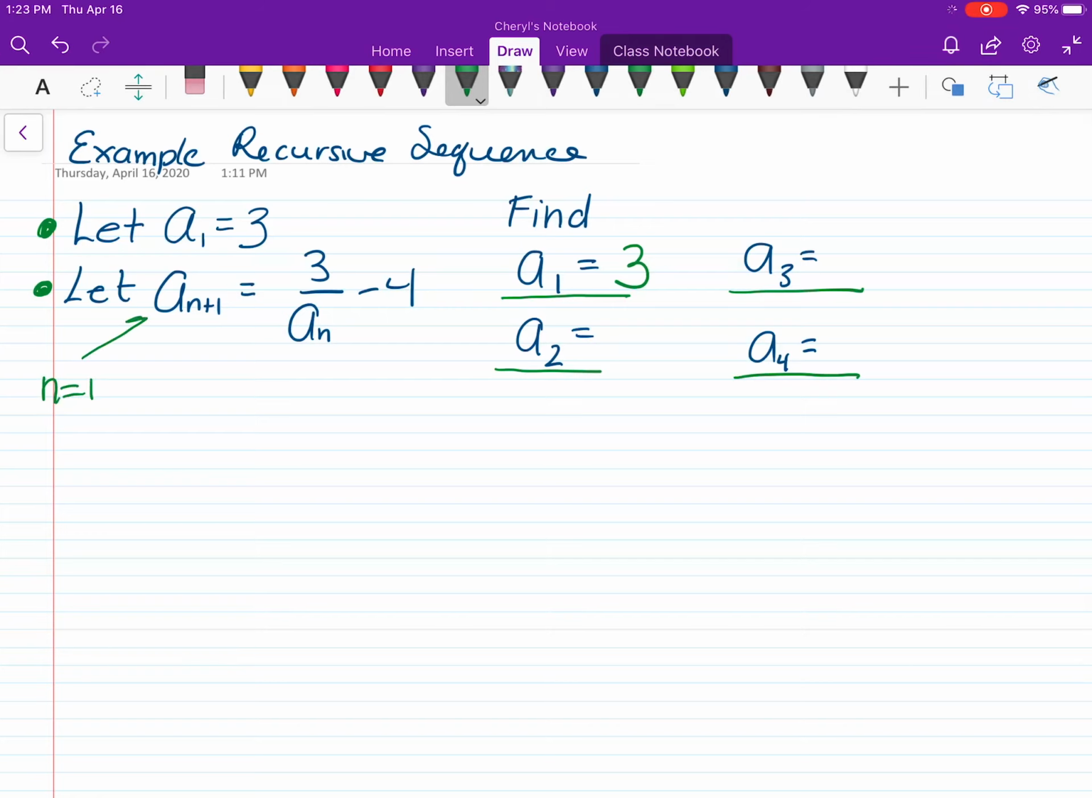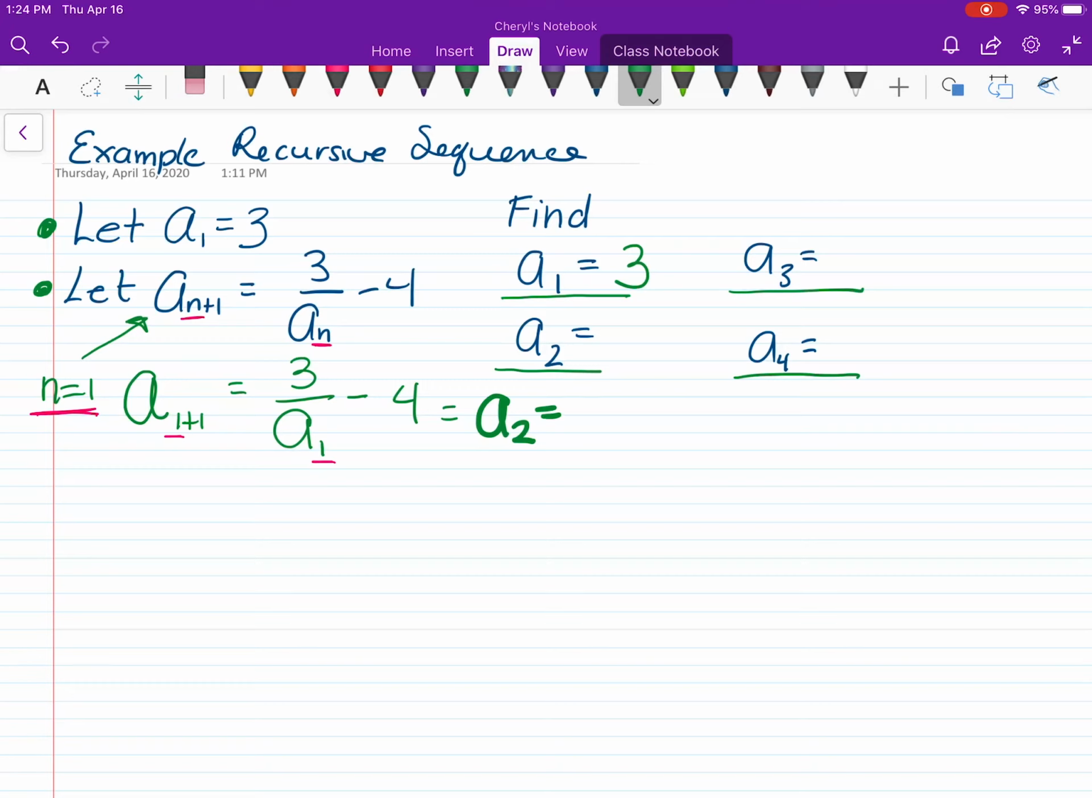So if I let n equal 1, and I use this formula here, I have A, and I'm going to plug in 1 everywhere I see n. I have A of 1 plus 1 is equal to 3 over A1 minus 4. Okay, so everywhere in here that I see n, I'm replacing it with 1 because n is 1.